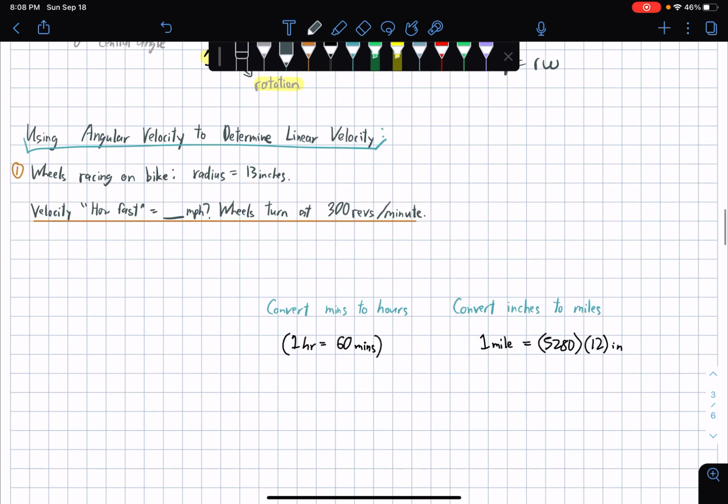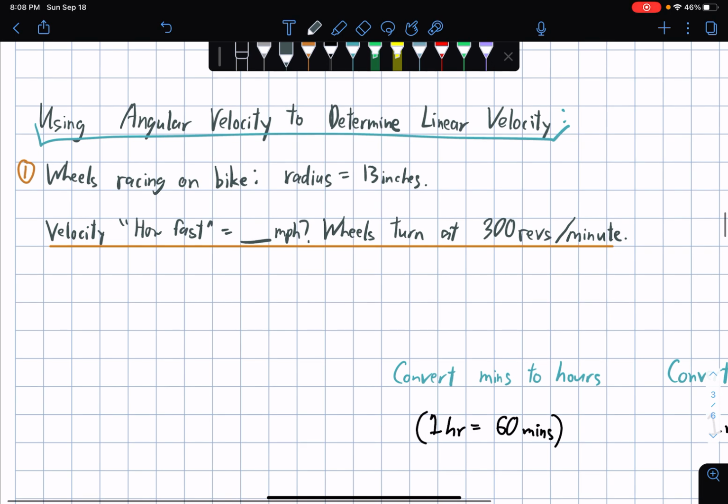Alright, let's move on to number 1. Wheels racing on a bike. The radius is 13 inches. The velocity, or how fast the wheels go, is equivalent to blank miles per hour. Wheels turn at 300 revs per minute.